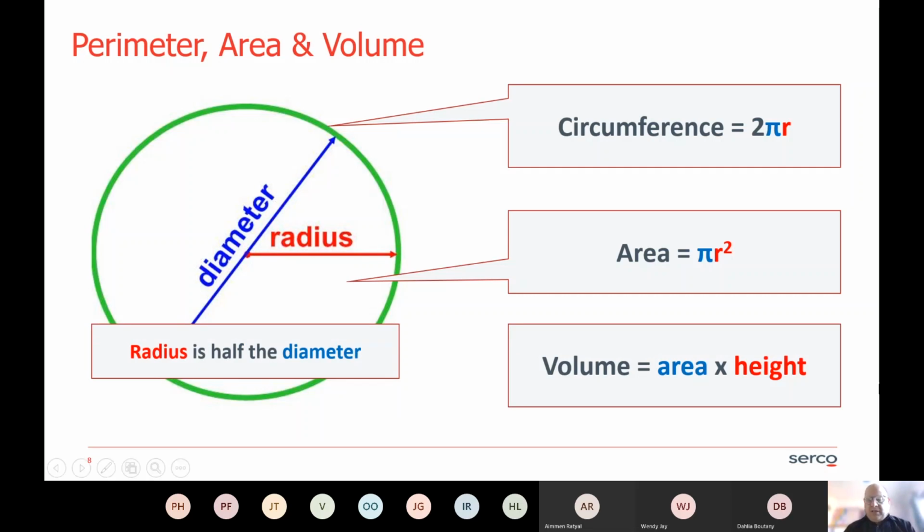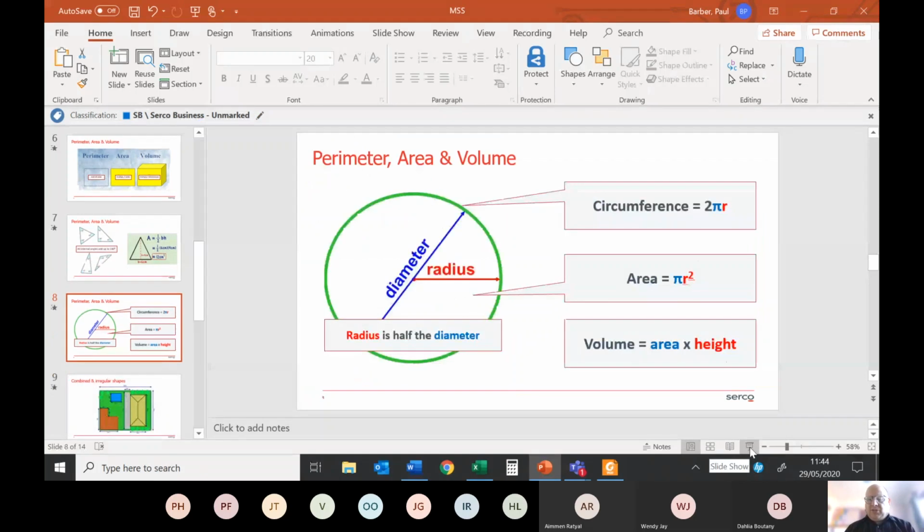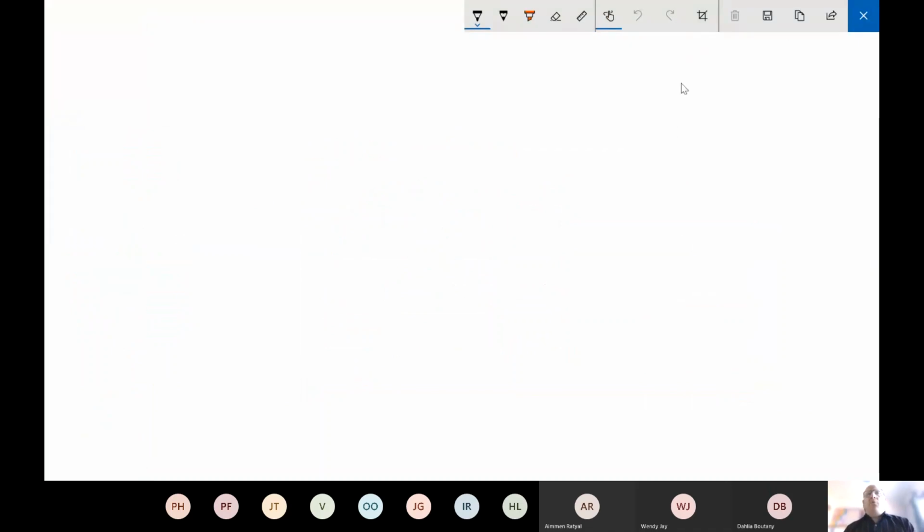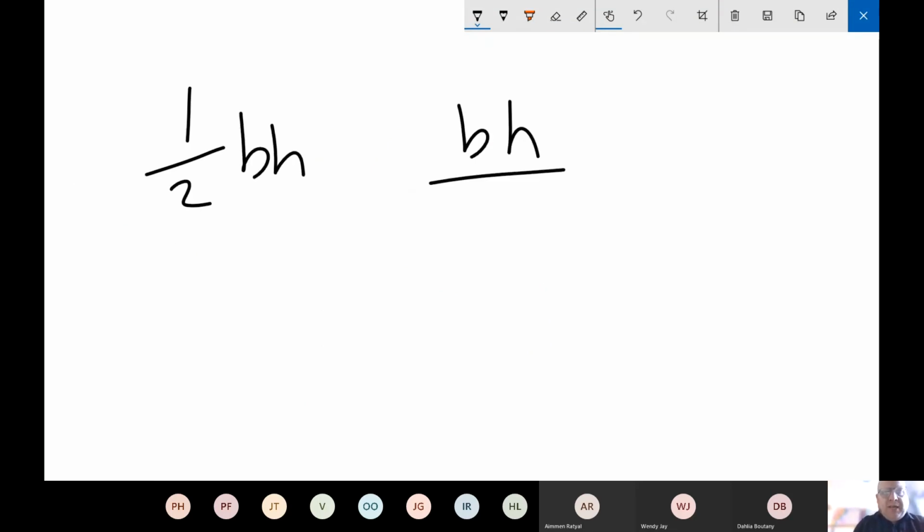Two final things I'm going to mention in this section on shape and space before we look at some of the measures. First thing is a bit of a tip. Sometimes in the test, they will give you a formula, and it may be slightly different to the formula you've got. I've mentioned for a triangle, the formula is normally known as half BH, but it could be written as BH over 2.